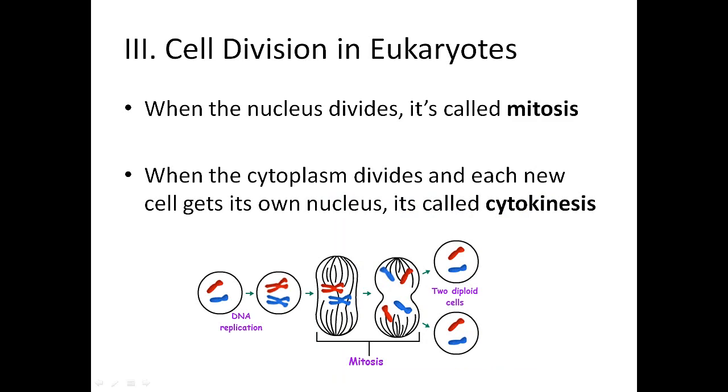When the nucleus of a eukaryotic cell divides, it's called mitosis. So we copy the DNA, and then the nucleus goes through this division. The cytoplasm will then divide, and each new cell gets its own nucleus, and you end up with two cells. That's called cytokinesis. We'll go through these steps in more detail later.